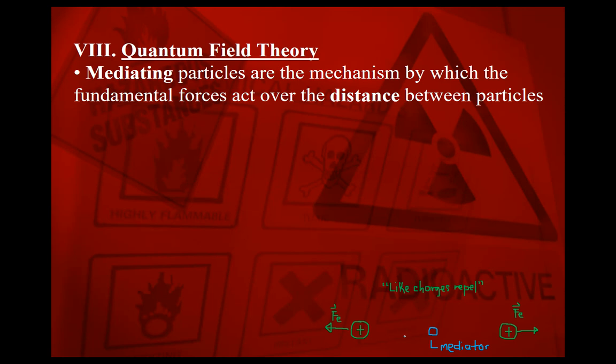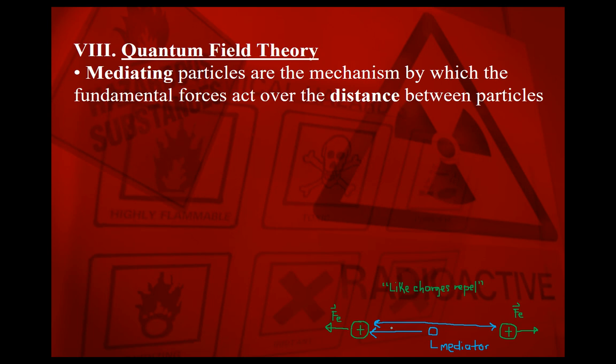What this mediator does is it goes to this one and tells it, hey, you need to repel, go towards the left. After it does that, it goes back to this one and says, hey, you need to repel, go towards the right. And then it just keeps going back and forth, telling these particles they need to repel and what force to repel with. This sounds absurd because I'm associating sentience with the mediating particle when it doesn't actually have that. But in a nutshell, qualitatively, that's what's happening.